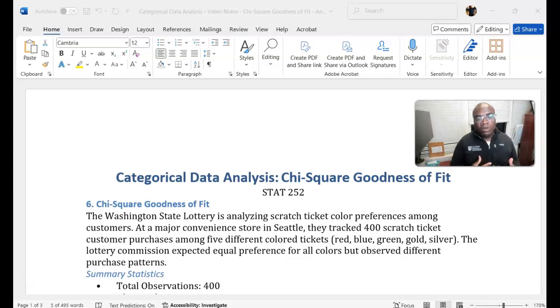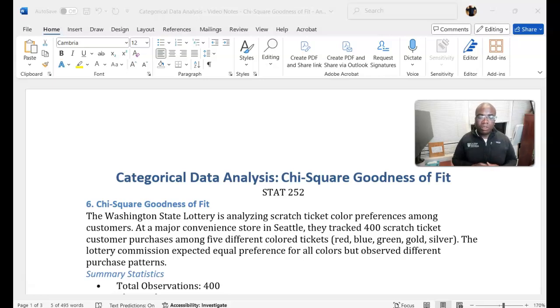So today what we're going to do is talk about categorical data analysis, more specifically chi-square goodness of fit. The next video will be categorical data analysis, chi-square test of independence. They're similar, but a tad bit different. All right, so you know the usual: go ahead and read the description, summary statistics, visualization, and analysis, and then we'll go back to it.